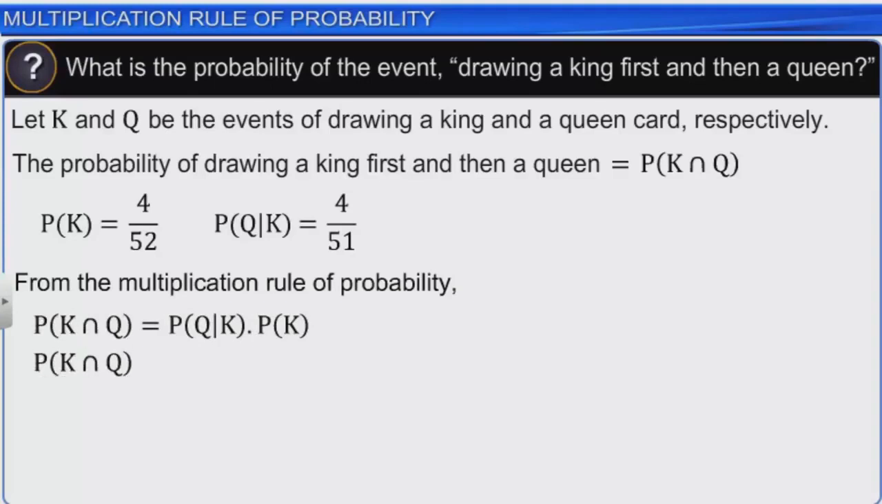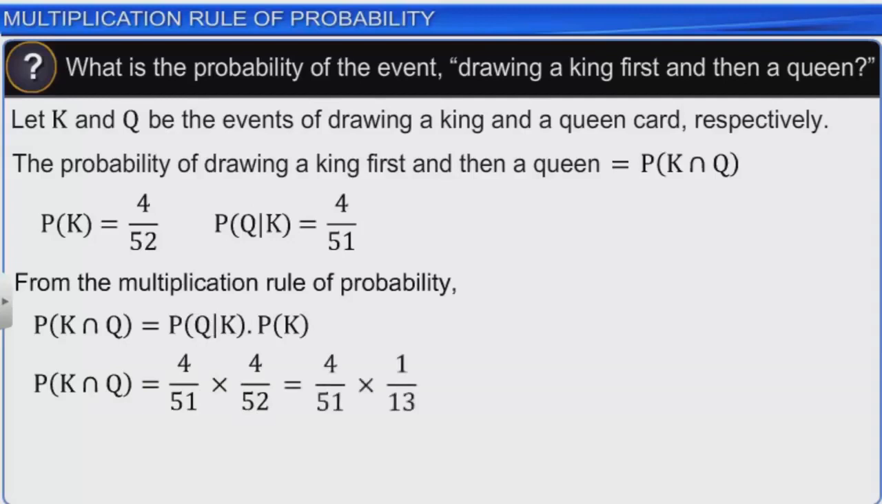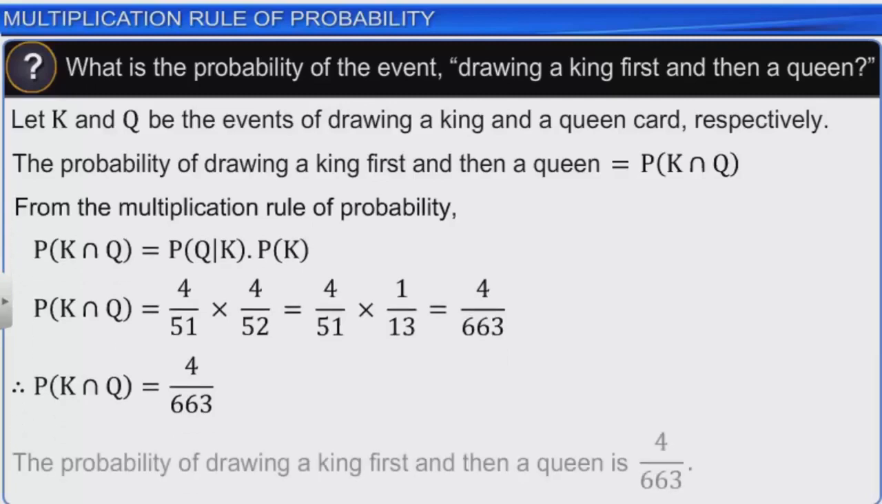Substituting the values of the probability of Q given K and the probability of K in the rule, we get 4 divided by 663. Therefore, the probability of K intersection Q is equal to 4 divided by 663. Hence, the probability of first drawing a king card and then a queen card is 4 divided by 663.